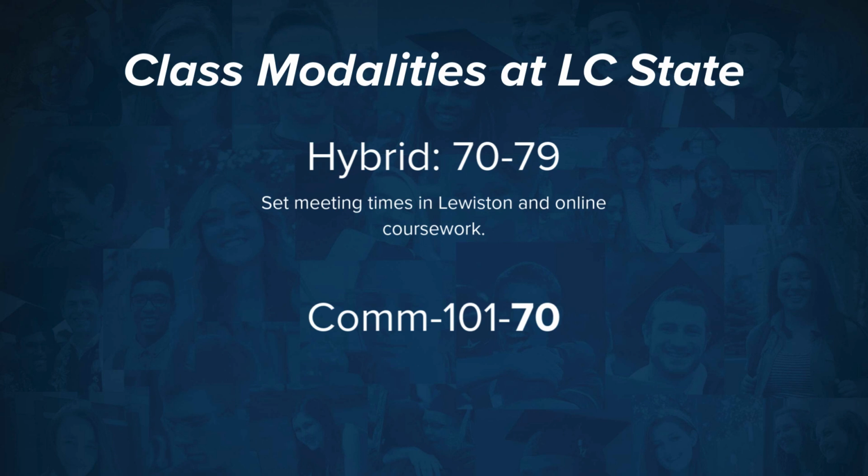Hybrid classes are split between face-to-face learning and online class sessions. Face-to-face class sessions occur at a fixed meeting time in an assigned classroom or over video conferencing on Teams. The online portion is completed in Canvas on your own time. To identify a hybrid class, look for the section numbers 70 through 79.